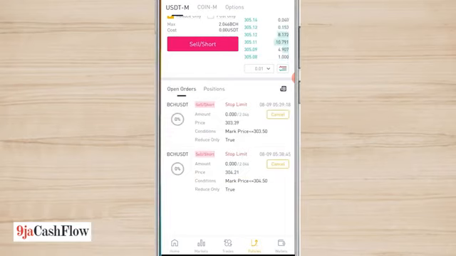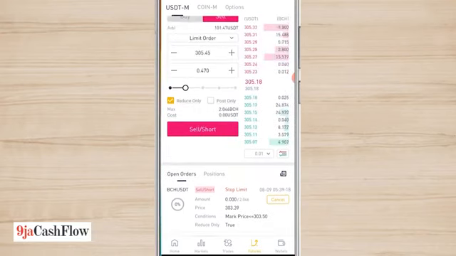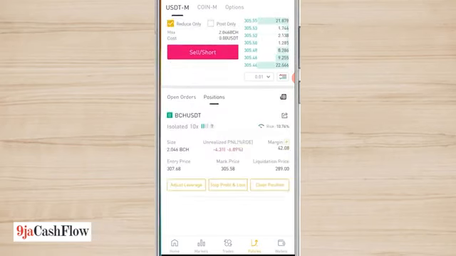I have my stop loss here. So if the price should fall to 303.39, what's the current price? 305.18. If the price should fall to 303.39, my stop loss is going to be activated, and I will cut my loss. It's very important you cut your loss. But there are some rare cases, some funny scenarios, where the price will drop sharply and your stop loss will not be triggered. And in such an occurrence, you might lose your capital.